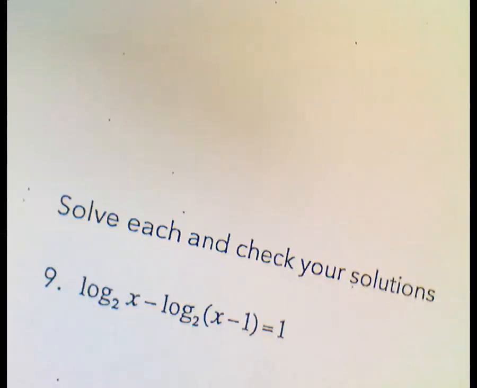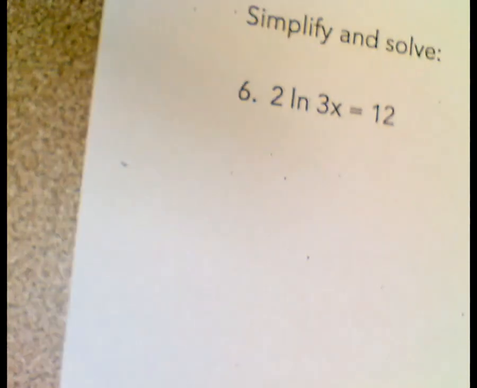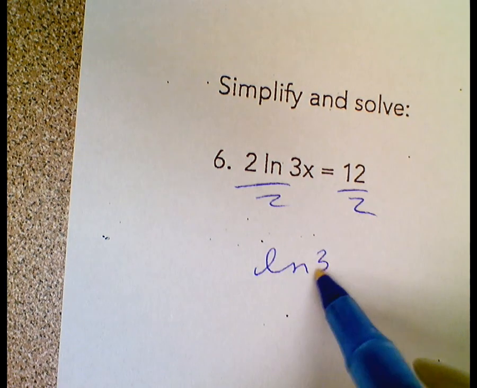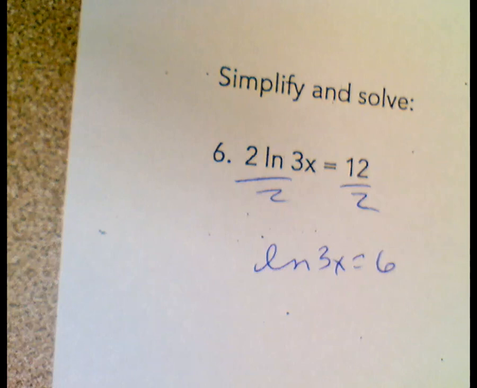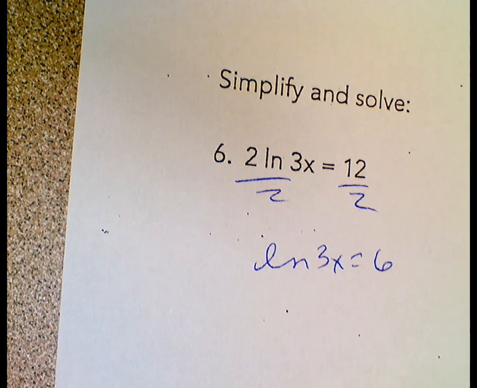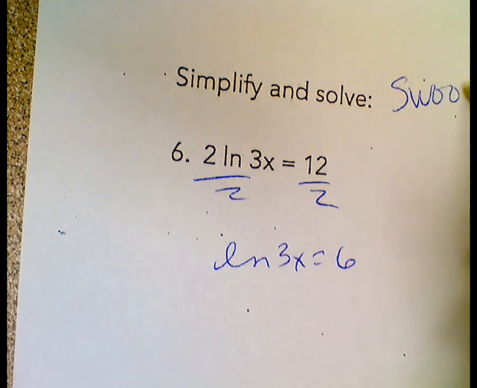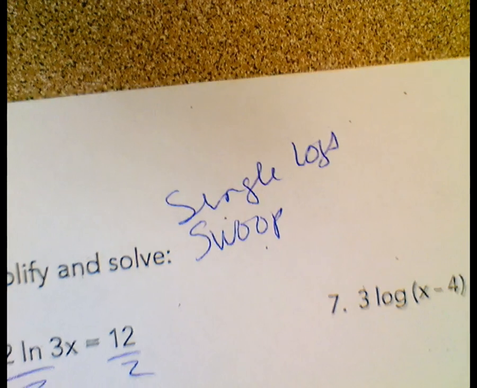Okay. Oh my gosh, I gotta do the back real quick. All right, so 6, simplify and solve. So on this one, we're going to divide by 2. Natural log of 3x equals 6. On this one, whenever you have a single log, you want to do a swoop. Single logs, think swoop.